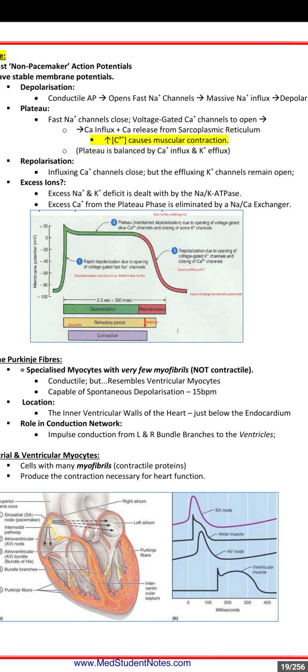One is generated during the closing of the sodium ion channels in the plateau, and this causes the voltage-gated calcium channels to open. This creates the calcium influx, Ca2+, and a secretion of calcium release from the sarcoplasmic reticulum, which causes the muscle contraction.